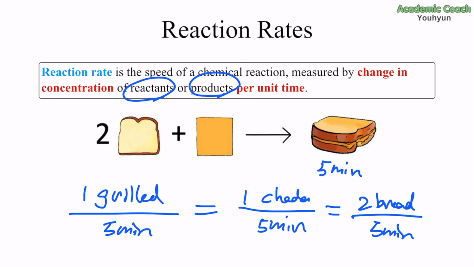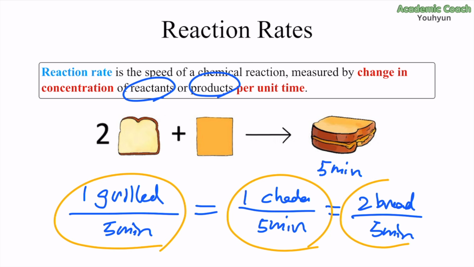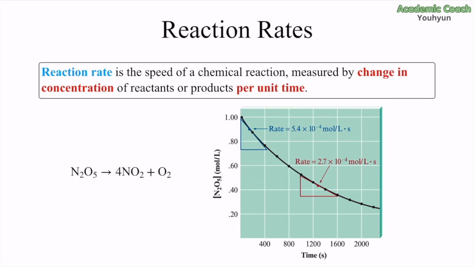So basically, all of these three represent how fast I can cook or make a grilled cheese. So they represent the same, even though they have different numbers in the numerator: one, one, two, but they basically mean the same process. And I can apply that idea to chemical reactions as well.